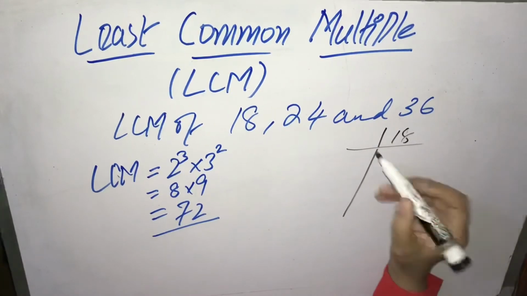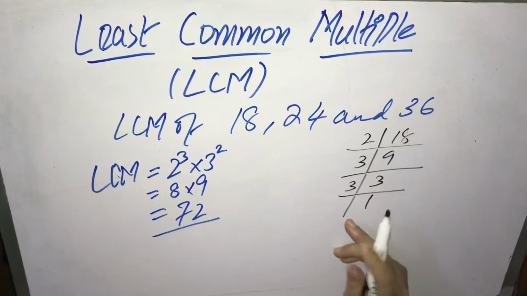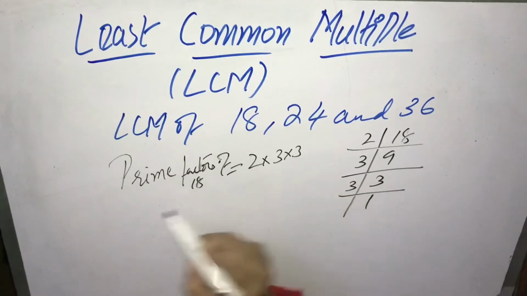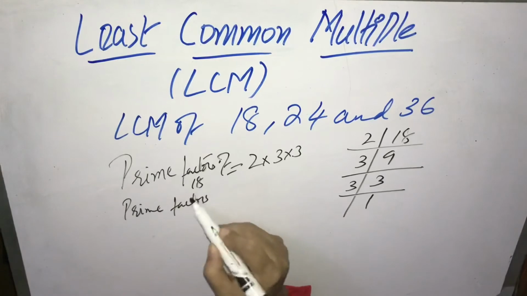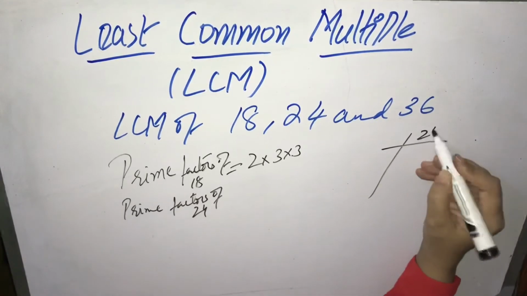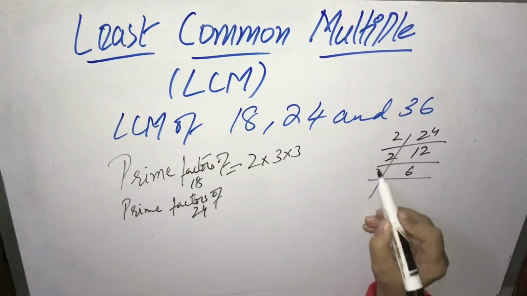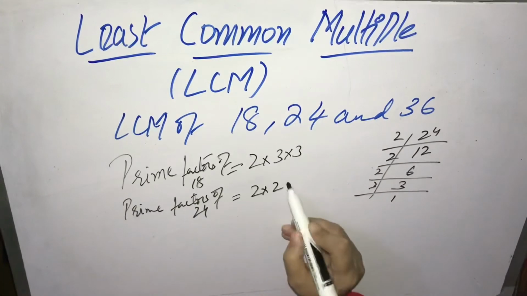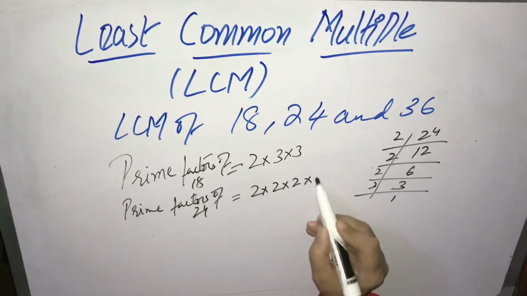18. First of all, 2 9s are 18, 3 3s are 9 and 3 1s are 3. The prime factors of 18 are 2 cross 3 cross 3. Then we have to find the prime factors of 24. 2 12s are 24, 2 6s are 12, 2 3s are 6, 3 1s are 3. It is 2 power 3, 2 cross 2 cross 2, 2 raised to power 3 cross 3.